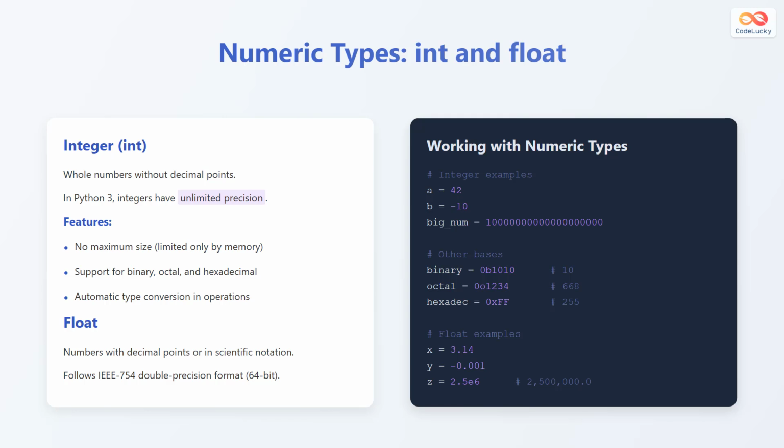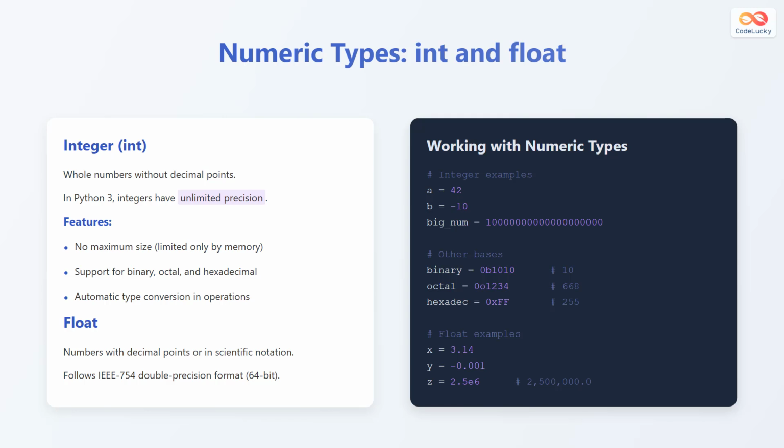Here are some examples of how to work with numeric types. A is assigned the integer value 42. B is assigned the integer value -10. Big_number is assigned a very large integer. You can also represent numbers in binary by prefixing them with 0b, in octal by prefixing with 0o, and in hexadecimal by prefixing with 0x.